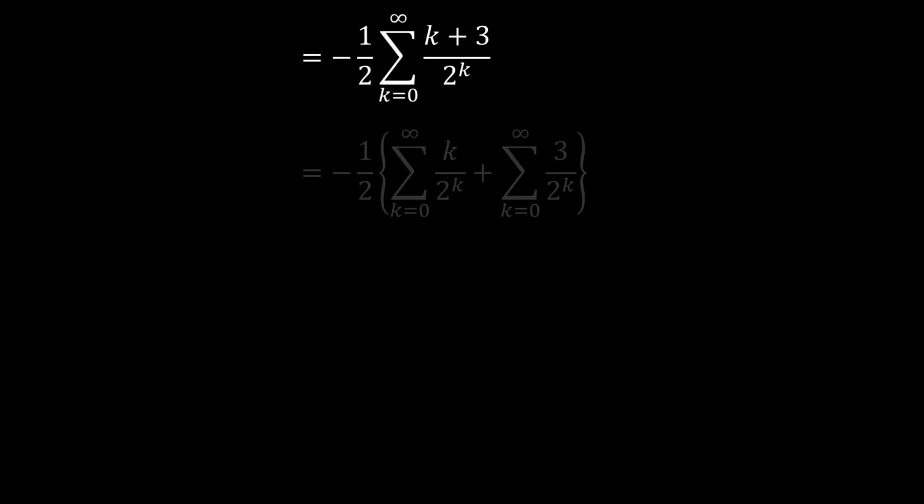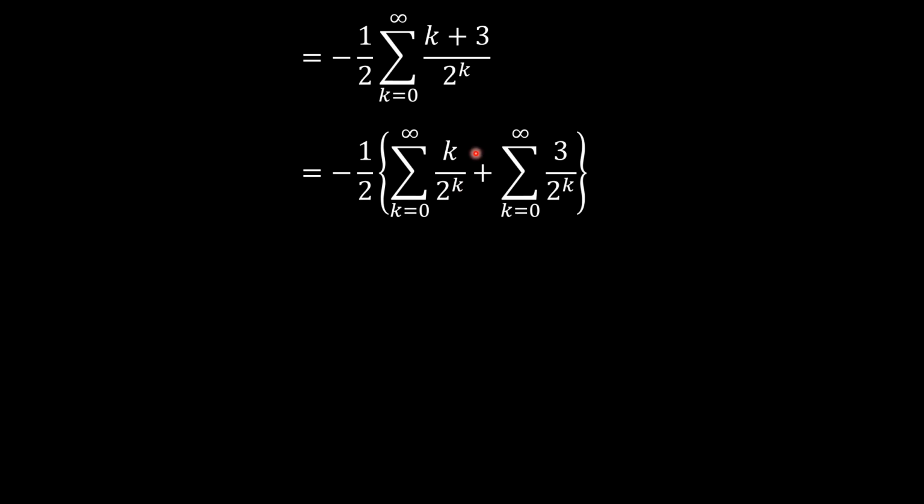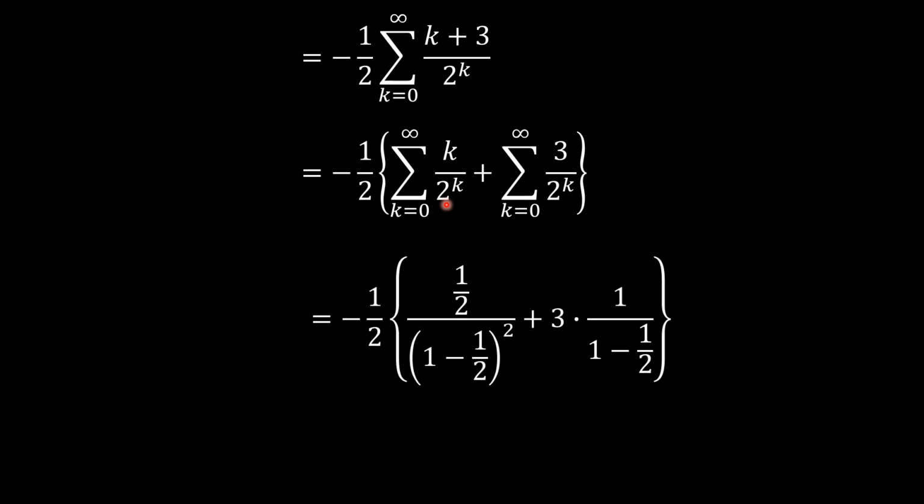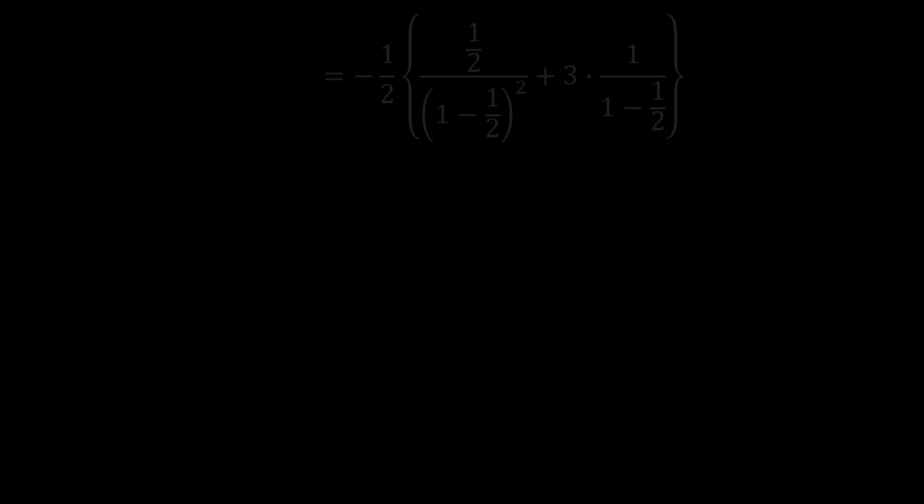So we continue, and we do have two summations, k over 2 to the power k and 3 over 2 to the power k. This is a geometric progression, and this is a progression where we have a mixture of the arithmetic and the geometric. And so here, because we are summing from 0 to infinity, we have 1 over 2 over 1 minus a half squared, and then plus 3 times 1 over 1 minus 1 over 2, which is going to be a half.